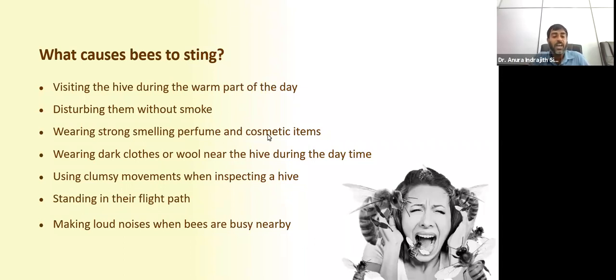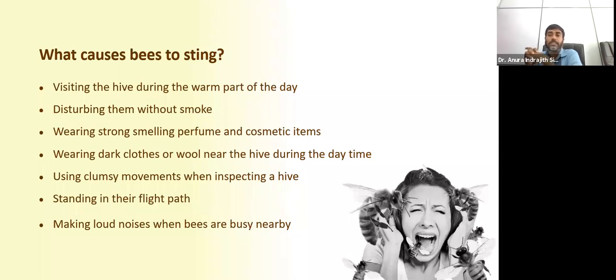Then, standing in their flight path. When we observe the colony, we should definitely not stand in front of the gate, because it is the place where they enter or leave the colony. If you block that gate or main path, they will definitely attack you.